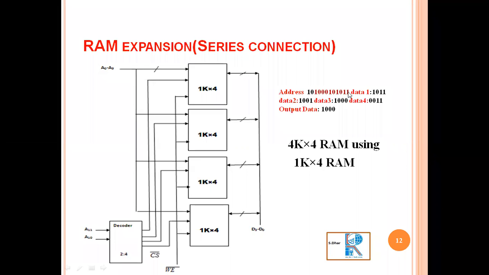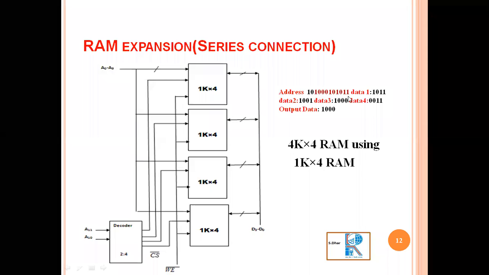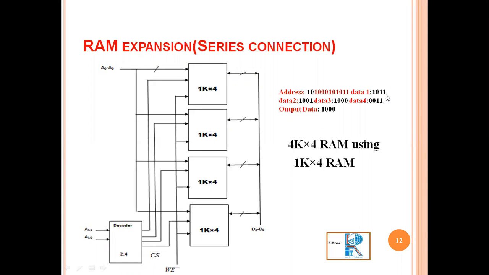Suppose this is the address. What is the total number of bits in the address? 1, 2, 3, 4, 5, 6, 7, 8, 9, 10, 11, 12. That is 2 to the power 12, so 12 address bits. Clear? Now the data: suppose this is the address and the data stored at this address, because 10 address bits are required for each RAM. At these 10 address bits, RAM 1 stores 1011, RAM 2 stores 1001, RAM 3 stores 1000, and RAM 4 stores 0011. Only for these 10 address bits, not for the other 2.